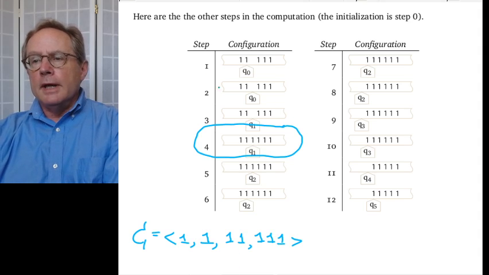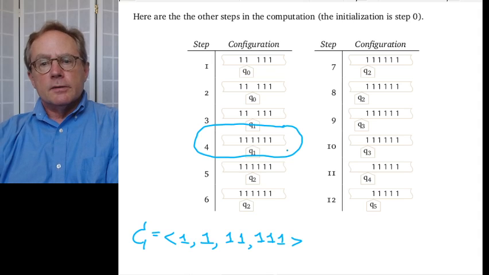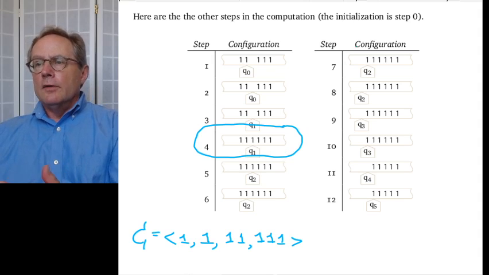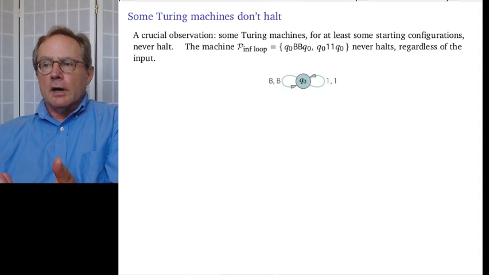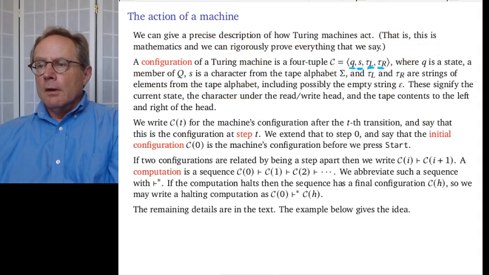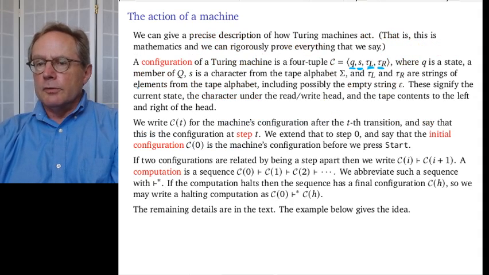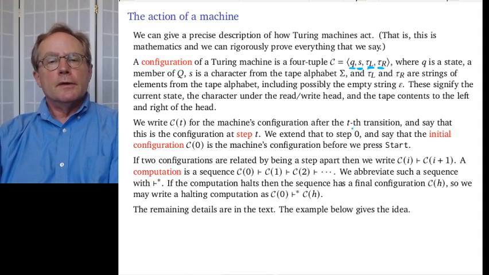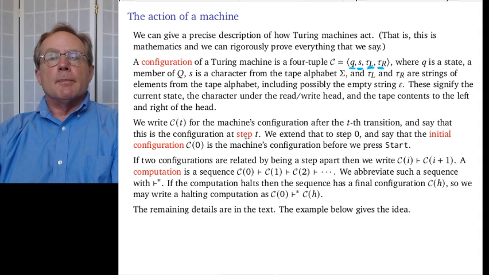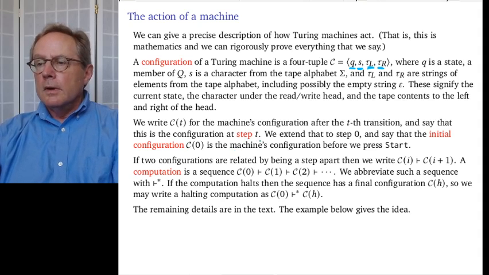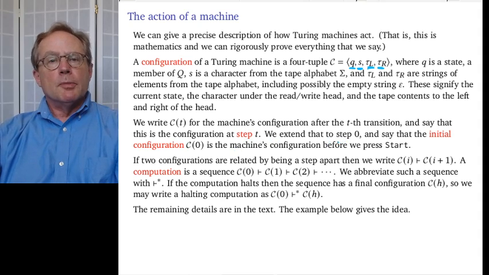So what I had drawn here of the evolving computation is just a list of configurations. So when it says that the configuration is a 4-tuple, that's this picture only given a slightly different phrasing. We write C of t for the machine's configuration after the t-th transition. Didn't I just look at C of 4? I think so. And we call that the configuration at step t, step 4. Extend it to step 0, which is what happens before you press the start button.